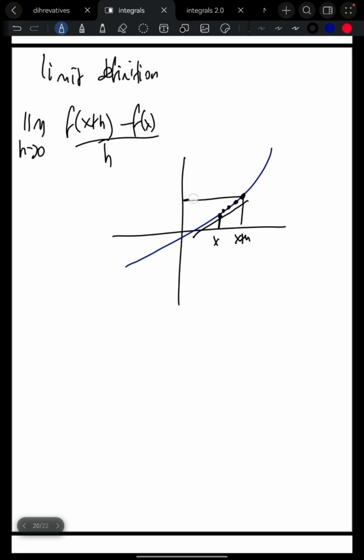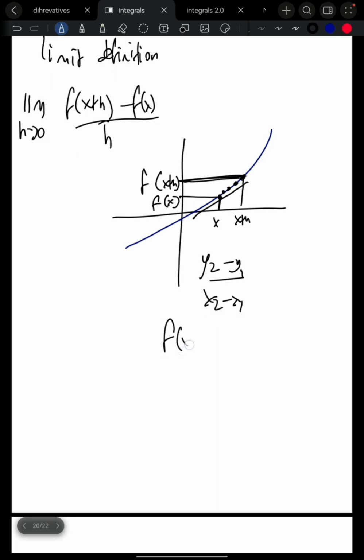What is this y coordinate? It's just f of x plus h, right? What is this y coordinate? It's just f of x, right? Okay, what is the slope of these two points? It's just going to be y2 minus y1 divided by x2 minus x1, right? What's y2? That's just f of x plus h. What's y1? f of x. What's x2? That's just x plus h. What is x1? That's just x, so minus x, right? And you can see these cancel out, so it's just going to be h.